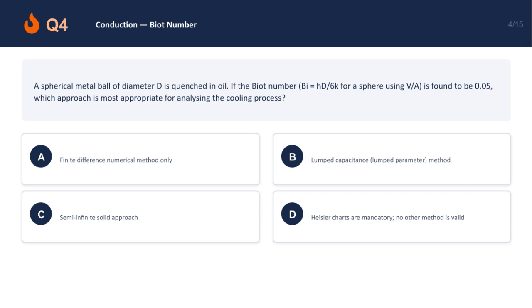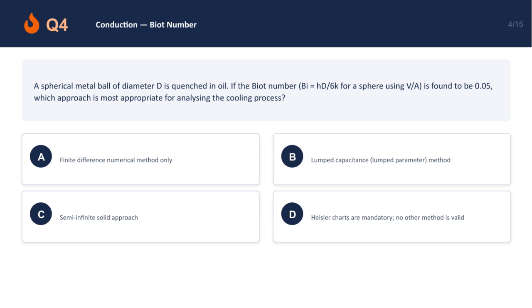Since our Biot number here is 0.05, which is less than 0.1, the lumped capacitance method, option B, is the best choice. This approach simplifies the analysis because it treats the sphere as if it has a single, uniform temperature, making calculations more straightforward. Other methods like finite difference or semi-infinite solid approaches are more complex and usually reserved for cases with higher Biot numbers where temperature gradients inside the object are significant.